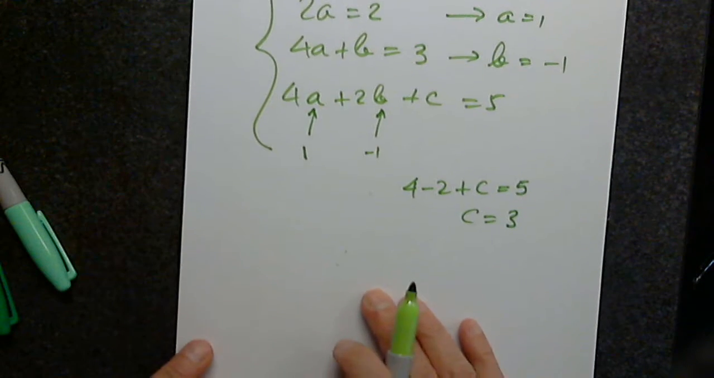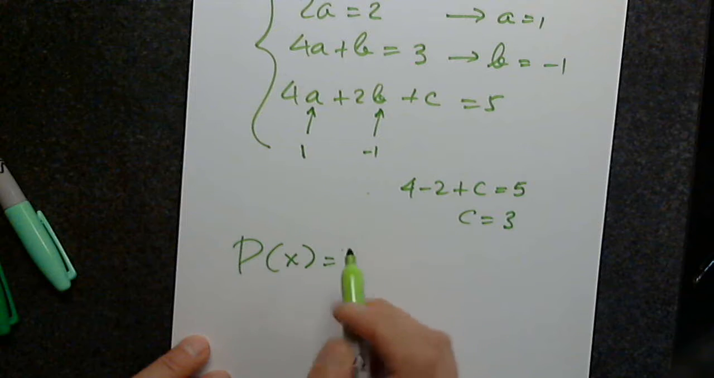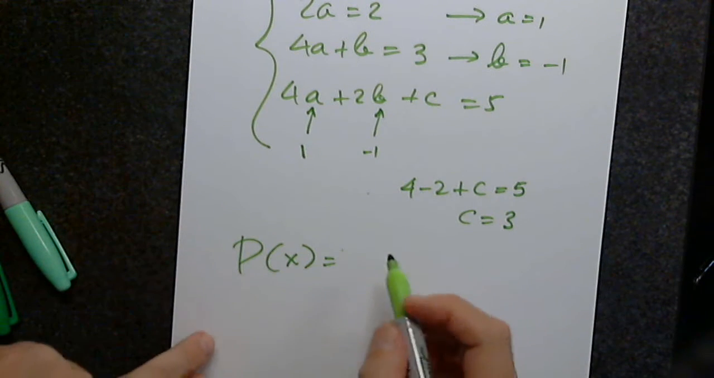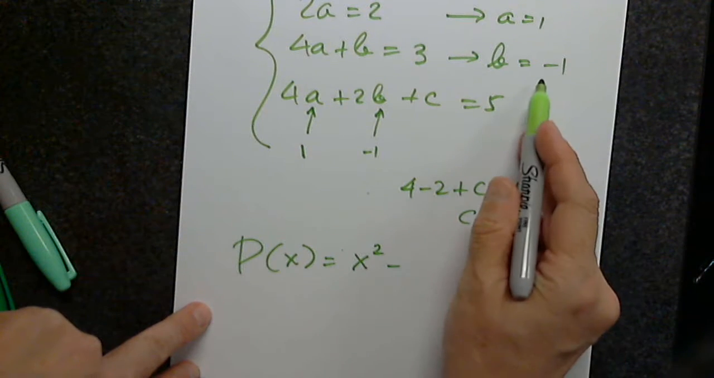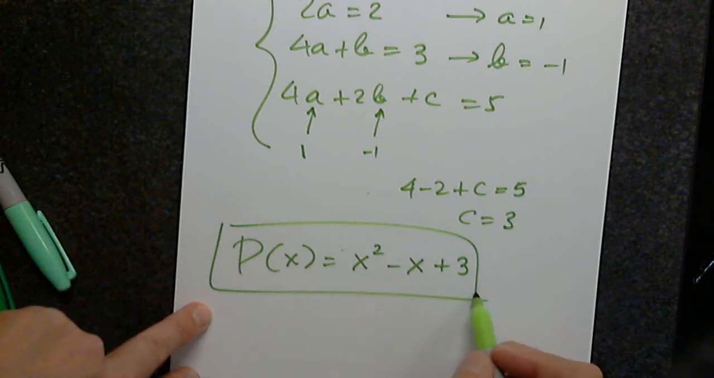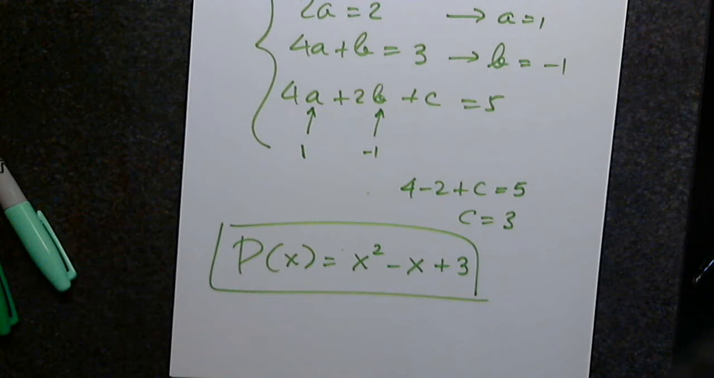Would you agree? Then we have the unique polynomial that fulfills those 3 conditions, and that is x squared minus x plus 3. There is no other polynomial that fulfills the given conditions. Any questions?